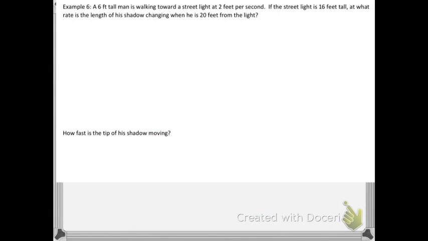Last one in the street light problem. So a 6-foot tall man is walking toward a street light at 2 feet per second. If the street light is 16 feet tall, at what rate is the length of his shadow changing when he's 20 feet from the light? So let's go ahead and get a picture going here.